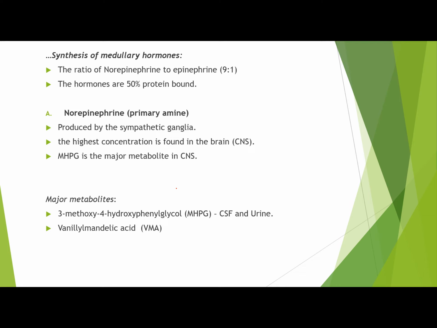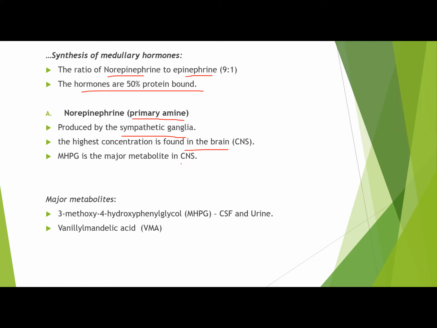Now, synthesis of medullary hormones, class. The ratio of norepinephrine to epinephrine is 9 is to 1. The hormones are 50% protein bound. So, mas madami si norepinephrine, class, sa epinephrine. 9 is to 1 yung ratio nila. Now, norepinephrine is also known as your primary amine, produced by the sympathetic ganglia. The highest concentration is found in the brain.